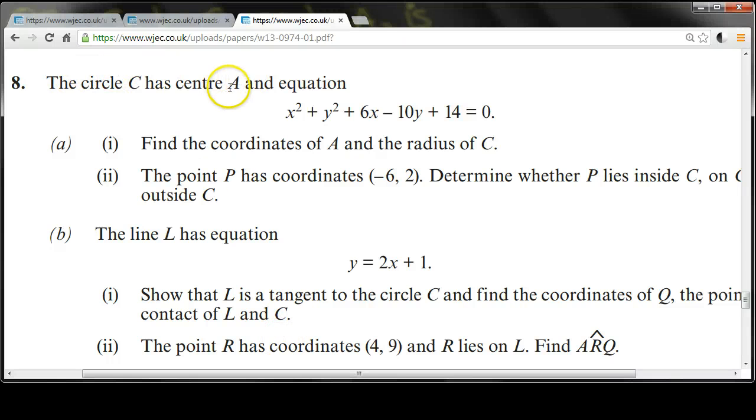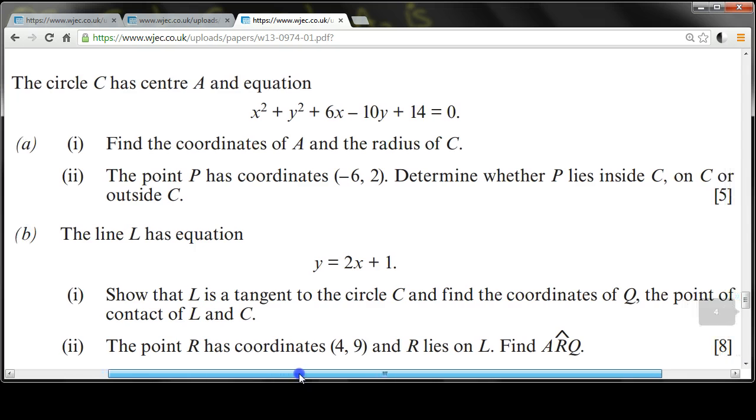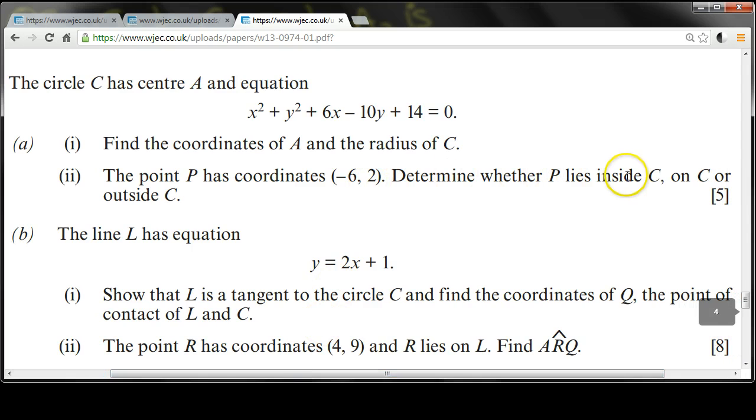The circle C has center A and equation here. Find the coordinates of A and the radius of C. The point P has coordinates minus 6, 2. Determine whether P lies inside C, on C, or outside C.